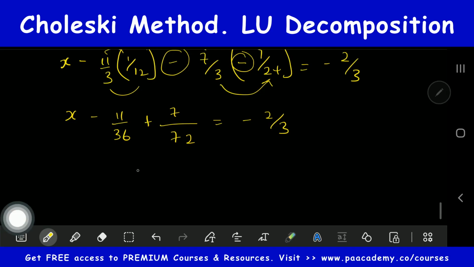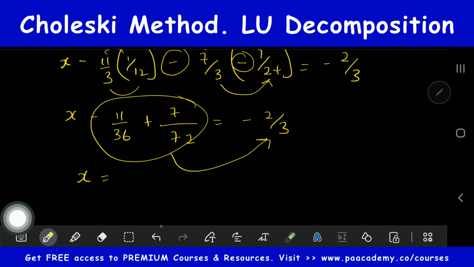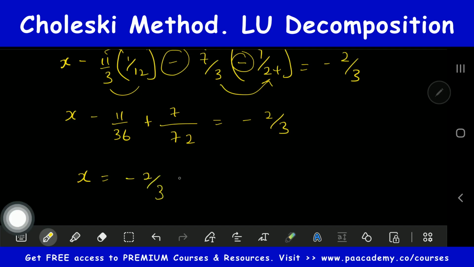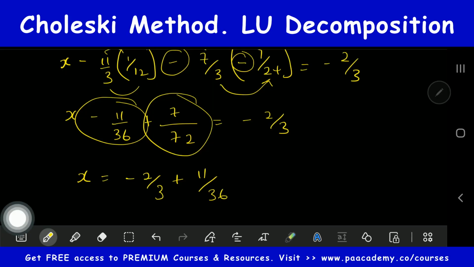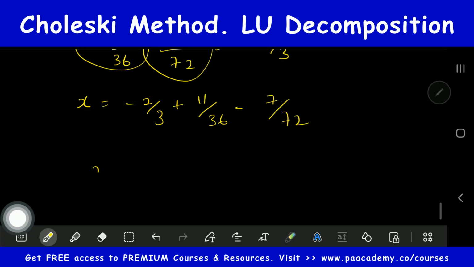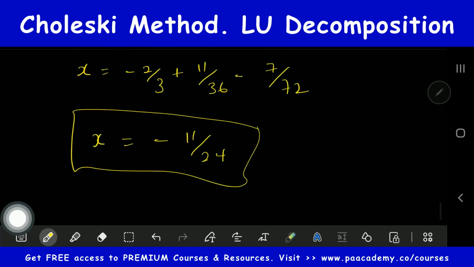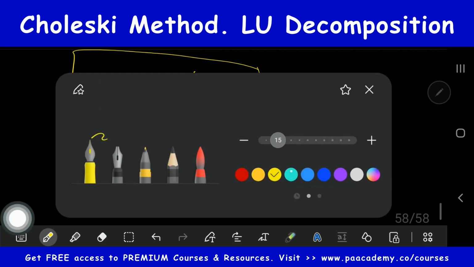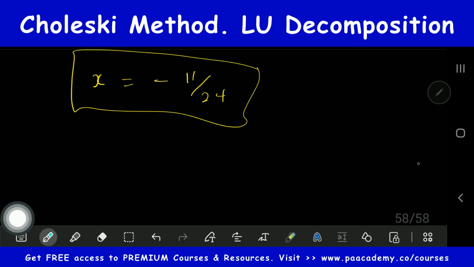All right, so now if we make x the subject of the formula, that means we take all of these to the other side of the equals sign. So that will be minus 2 over 3. This comes to the other side and becomes plus 11 over 36, and this becomes minus 7 over 72. If you simplify this, you get x equal to minus 11 over 24. With this we've been able to get our x. So we've used the LU decomposition or the Cholesky method to get the value of our x. So our x is minus 11 over 24.